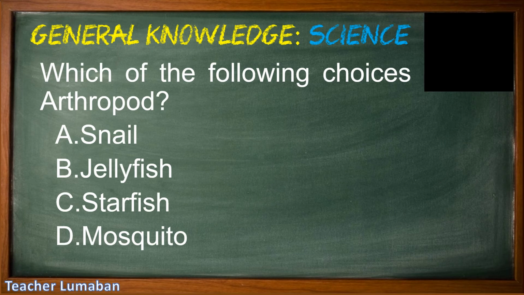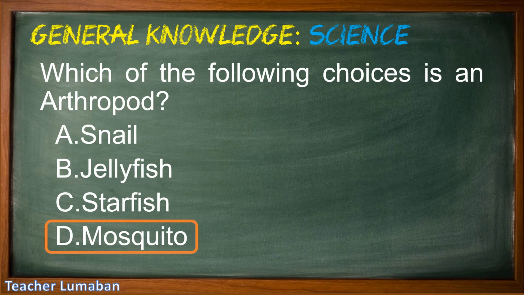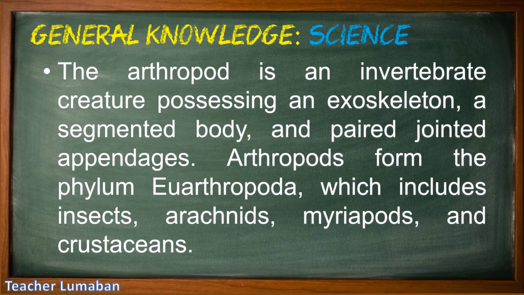The correct answer is letter D, mosquito. The arthropod is an invertebrate creature possessing an exoskeleton, a segmented body, and pair-jointed appendages. Arthropods form the phylum Arthropoda, which includes insects, arachnids, myriapods, and crustaceans.